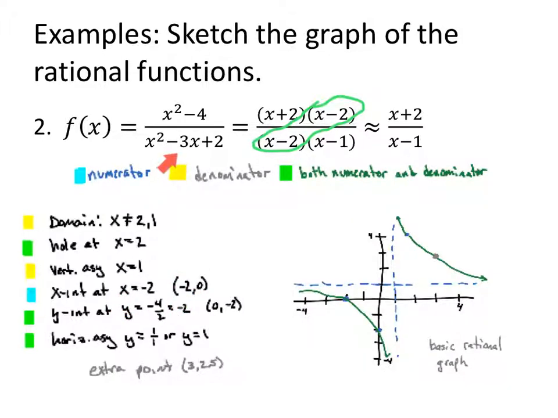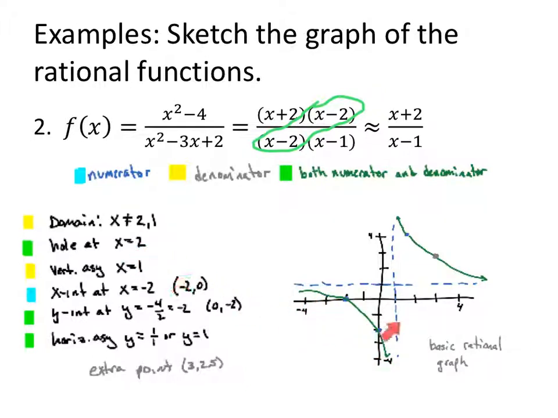Back to the original, my y-intercept is going to be negative 4 over 2 because the x value is 0. Negative 4 over 2 gives me a y-intercept of (0, -2). The degree of the numerator and degree of the denominator are the same, so the leading coefficients, 1 over 1, or y equals 1, will be my horizontal asymptote. So I plot my vertical asymptote, x equals 1, my horizontal asymptote, y equals 1. I have a y-intercept of (0, -2). I have an x-intercept of (-2, 0), and that gives me a pretty clear image of what's going on.